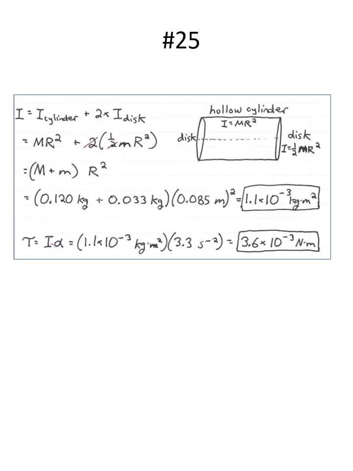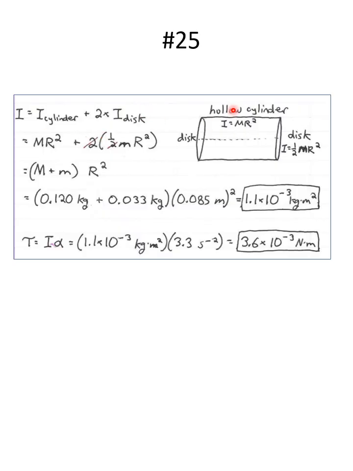Number 25. The chamber of a rock tumbling machine is a hollow cylinder with mass 120 grams and radius 8.5 centimeters. The chamber is closed by end caps in the form of uniform circular discs, each of mass 33 grams. Find the rotational inertia of the chamber about its central axis and the torque needed to give the chamber an angular acceleration of 3.3 radians per second squared.